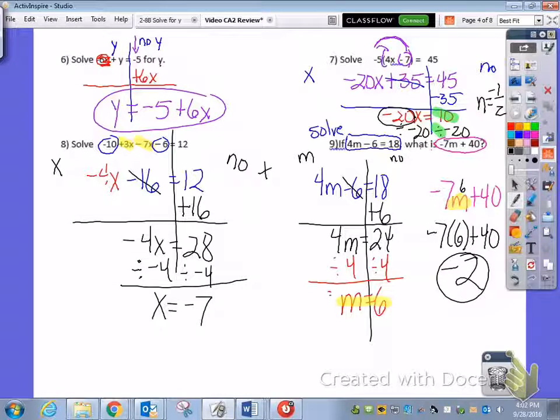Okay, and I'm going to start. So look for Common Assessment 2 Review Part 2 to start with number 10.